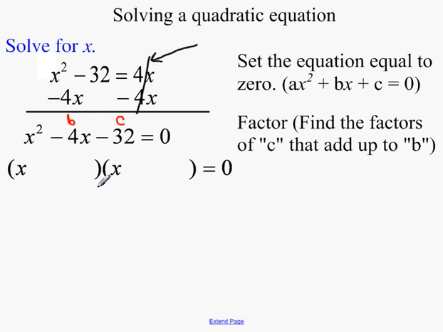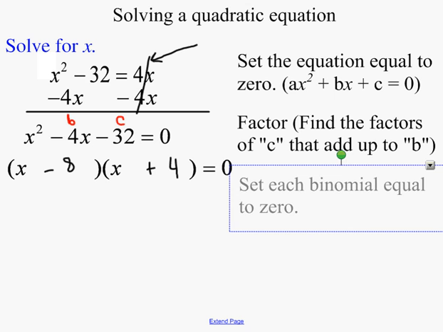In other words, what numbers multiply to give you negative 32, but at the same time add up to give you negative 4? Well, the only numbers that do that are negative 8 and positive 4. These are the only numbers that would work. Negative 8 times 4 gives you negative 32. Negative 8 plus 4 gives you negative 4.